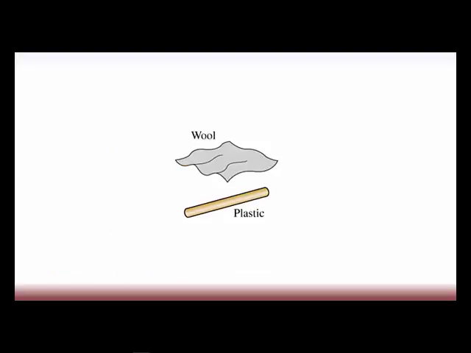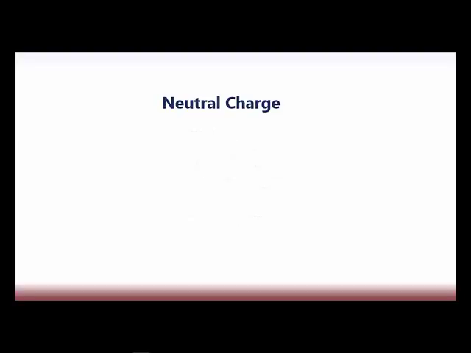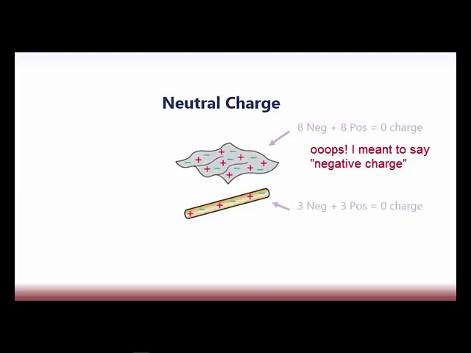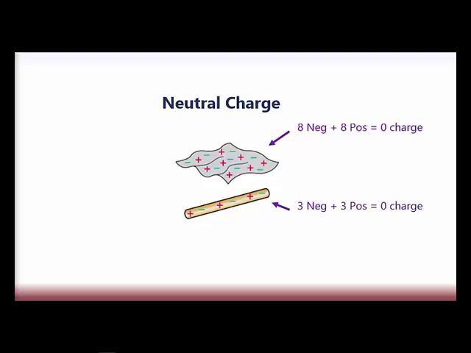So let's go back and look at this wool and plastic that I used to rub together to create a charge. Before I rubbed them, the wool and the plastic had a neutral charge. Now, neutral charge does not mean that there are no charges within the object. It just means for every positive charge, there's also a negative charge. So here you see that the wool has 8 negative charges and 8 positive charges, and together that equals a 0 charge. Likewise, the rod has 3 negative charges and 3 positive charges, and that equals a 0 charge.